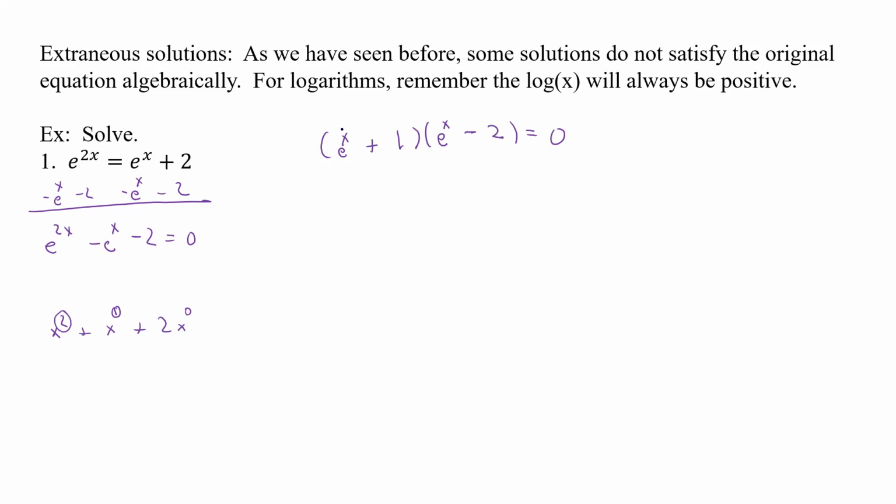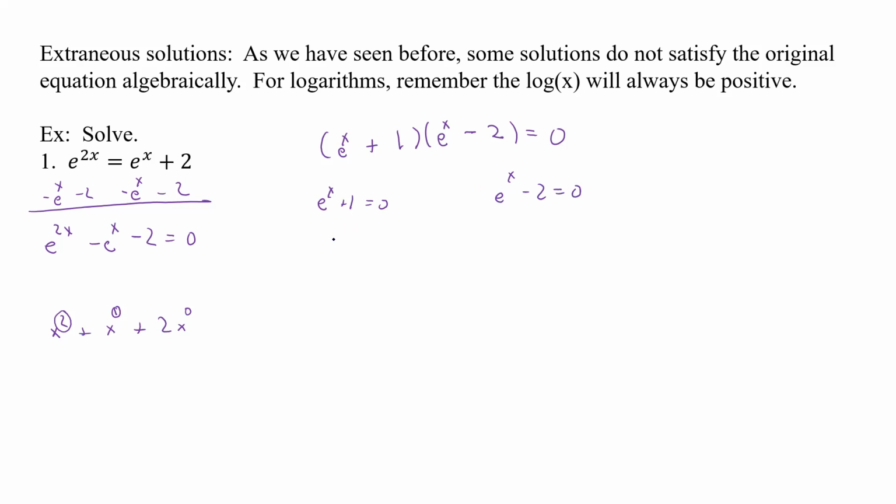Now let's distribute again. That's e to the 2x. Then we have minus 2e to the x plus e to the x, so that's going to be minus e to the x, minus 2. Aha, so we've got the factored form now. So this is something you have to think about, factoring weird things like this. Now we set each of these equal to 0. So e to the x plus 1 equals 0, and e to the x minus 2 equals 0.